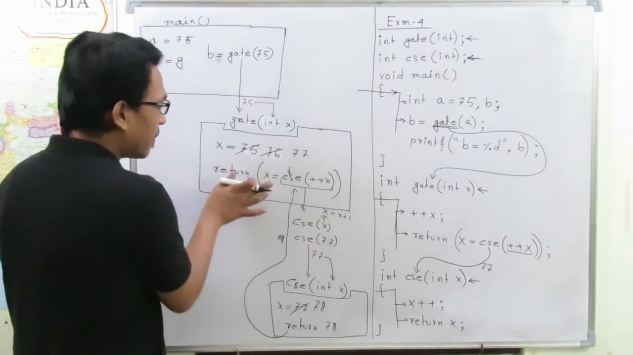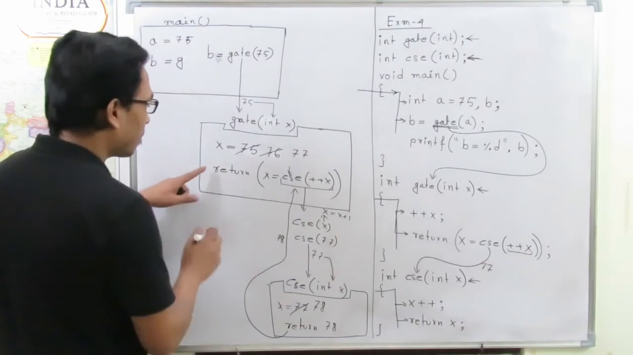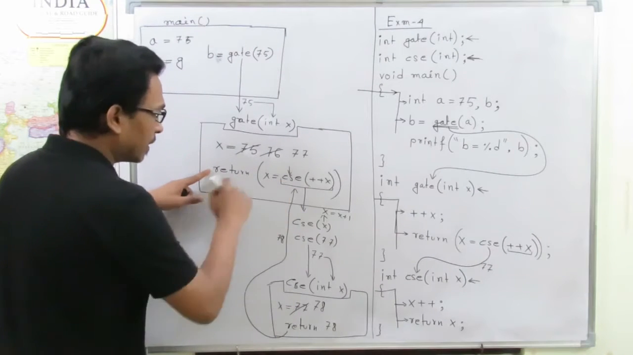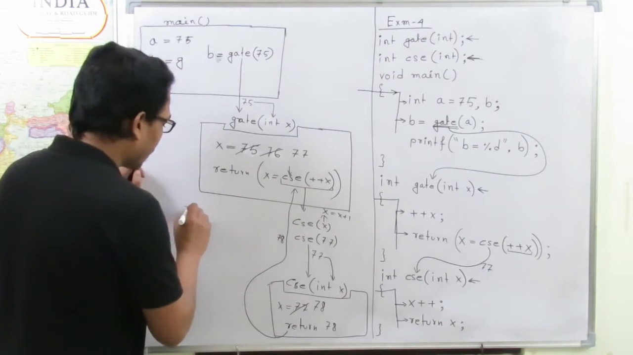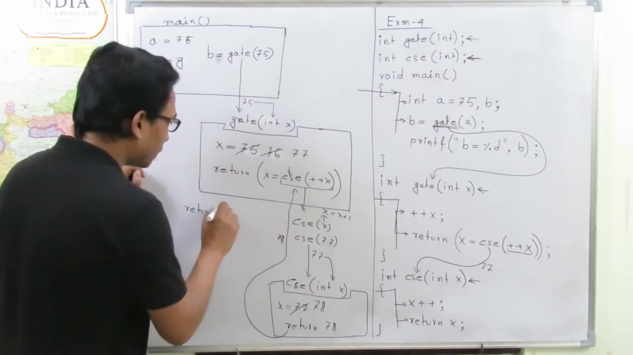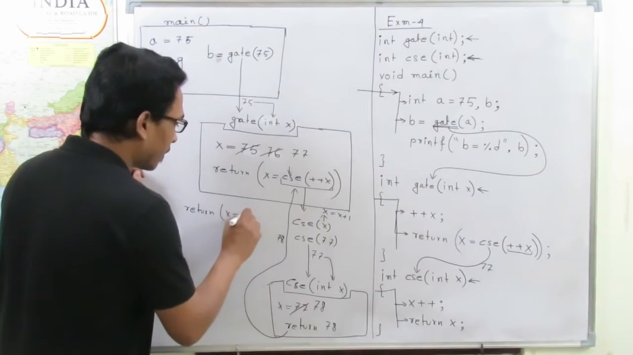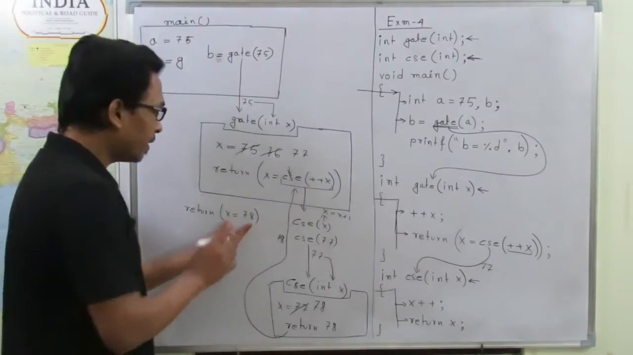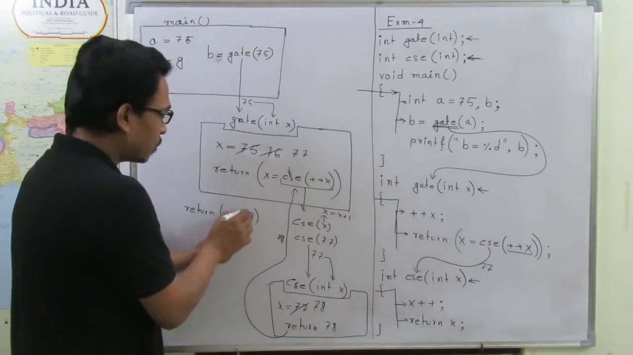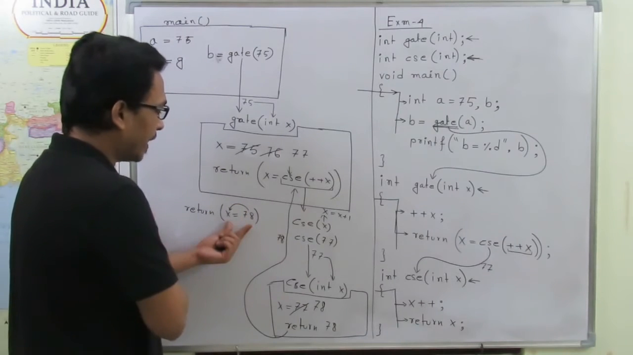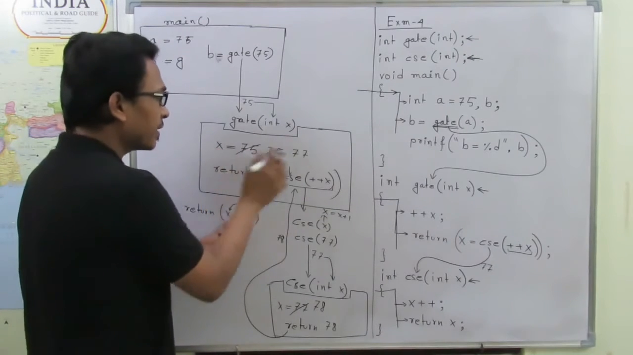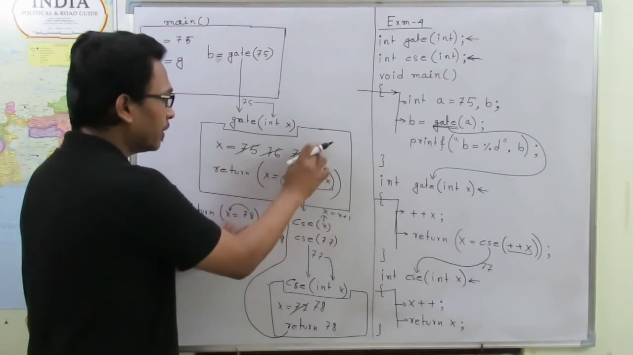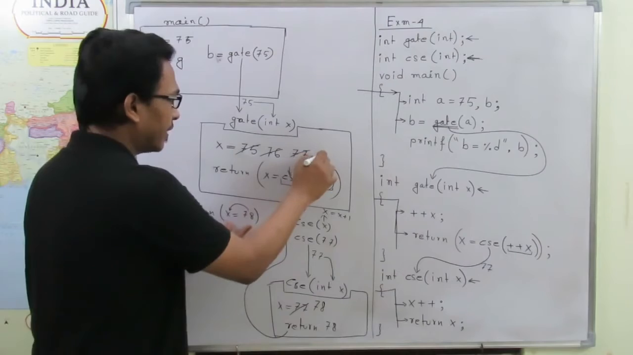Now in this particular return instruction, after getting the returned value from this CSE function, this particular instruction will become return x equal to 78. Now what happened? The system will take this 78, the return value, and store it in the variable x. That means inside this get function, the variable x will be updated with the new value 78.